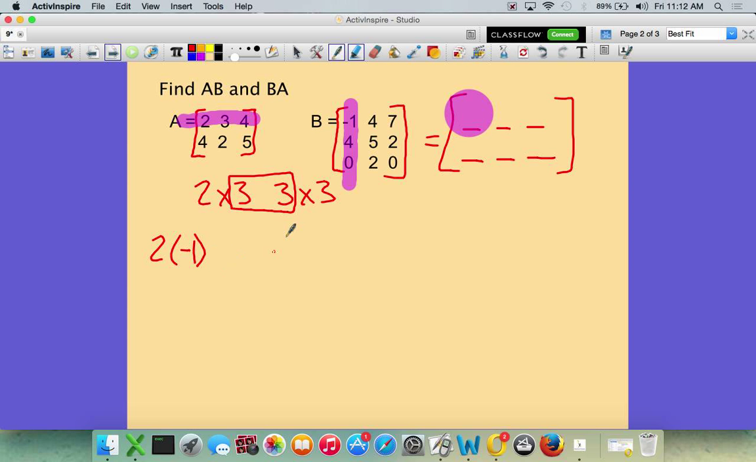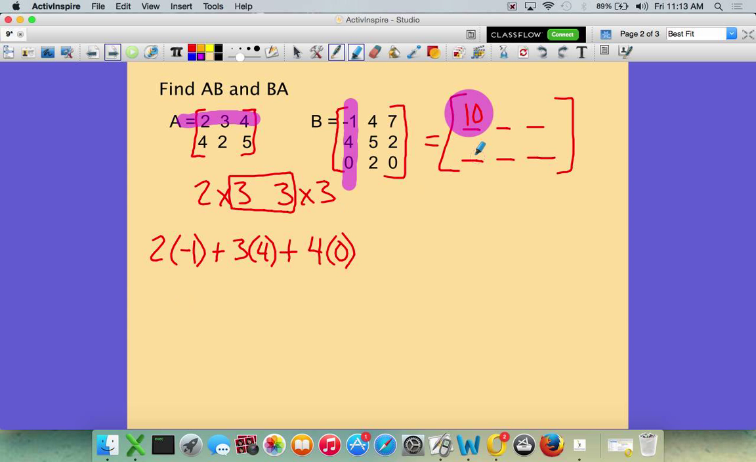Take the first elements times each other, and then the second elements times each other. So 3 times 4, and then 4 times 0. And we add all those together, and that's going to give us our first number. So -2 plus 12 plus 0 is 10.